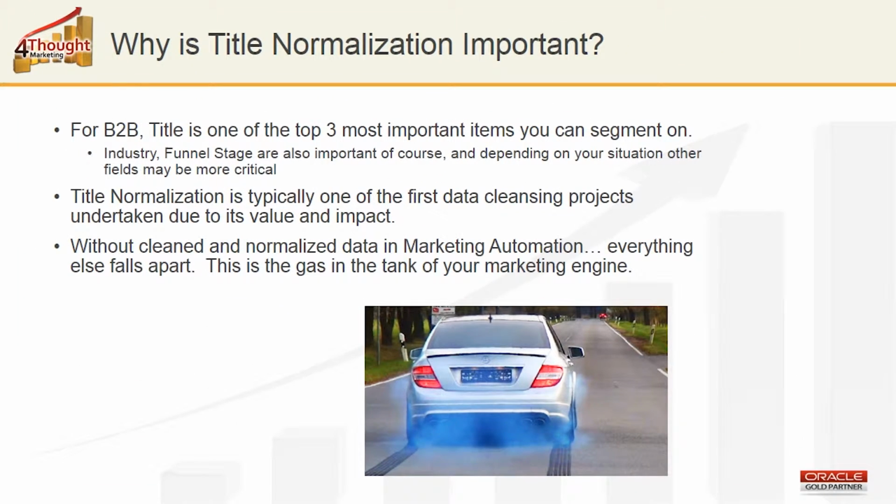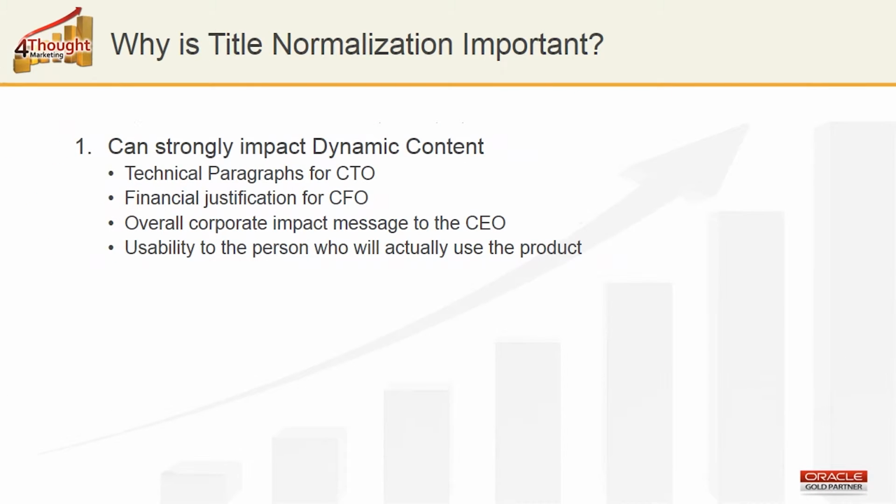So why is title normalization so important? Well, for B2B companies, title normalization is one of the top 3 most important items that you can segment on. Added to that, we have industry and also funnel stage. However, these will vary from company to company. Title normalization is usually one of the first data cleansing projects that companies go through, because clean data is the gas or the motor for any marketing automation system. Title normalization can highly impact your dynamic content.